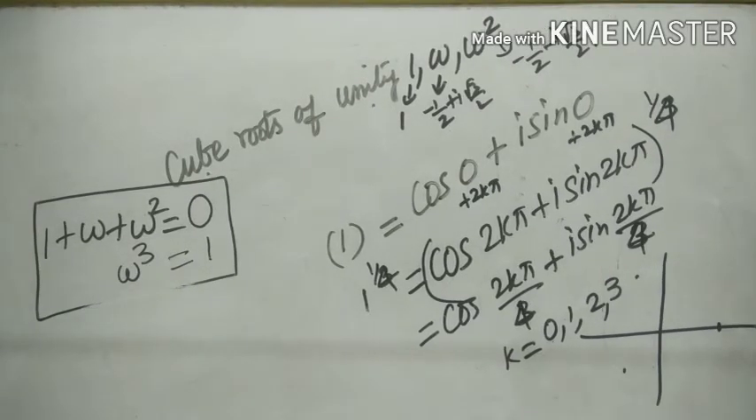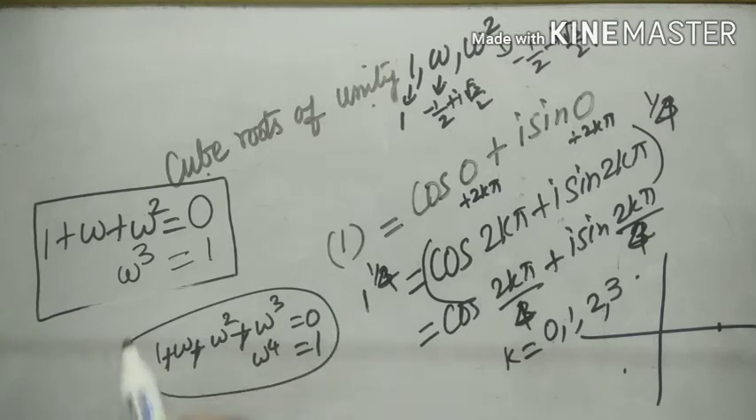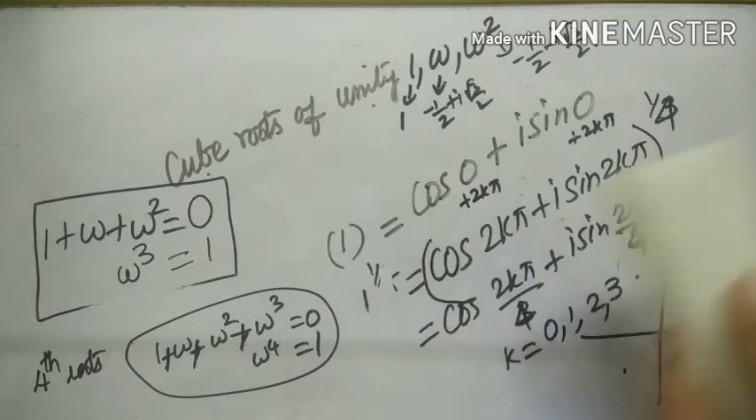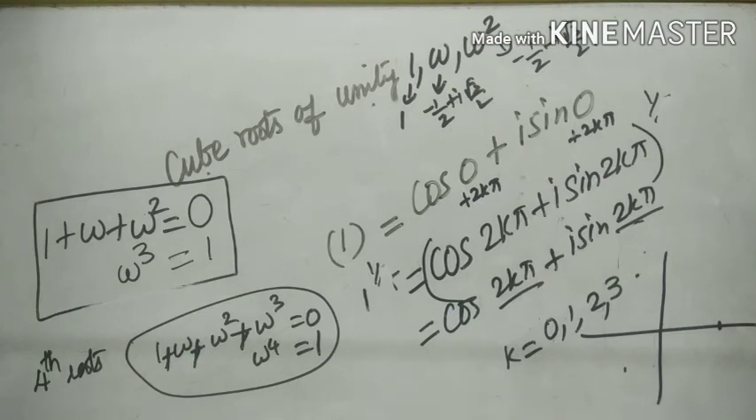The same I can extend. Whenever it is 4th roots, 1, omega, omega square, omega cube, adding, my answer would be 0, and omega power 4 is 1. This idea I will say for 4th roots. Tell me what would be for 6th roots. I am just to replace this 4 as 6.